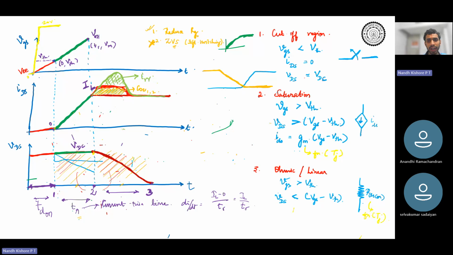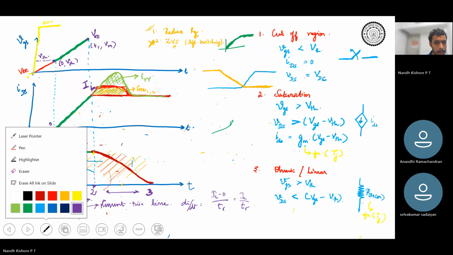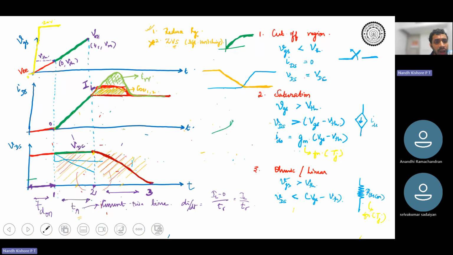And throughout the turn on delay time, the device is in the cutoff region. Okay, fine. So next we went on to the next region, that is between interval instant 1 to instant 2, right? So what happened at instant 1? Your device gate source voltage has become equal to threshold voltage, and as VGS increases beyond threshold voltage, right? You know that if VGS is more than V threshold, the device is going to turn on. After instant 1, the device is going to turn on, right?